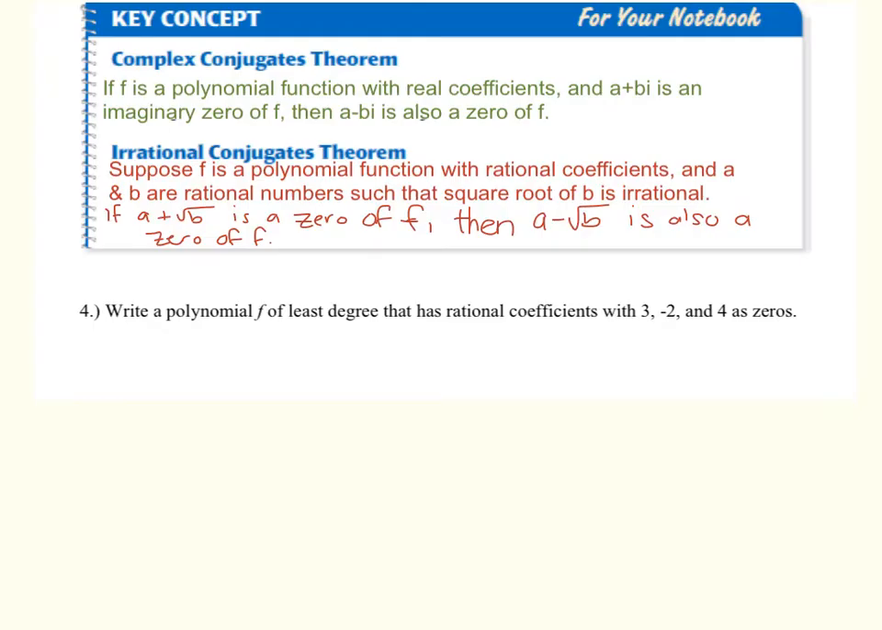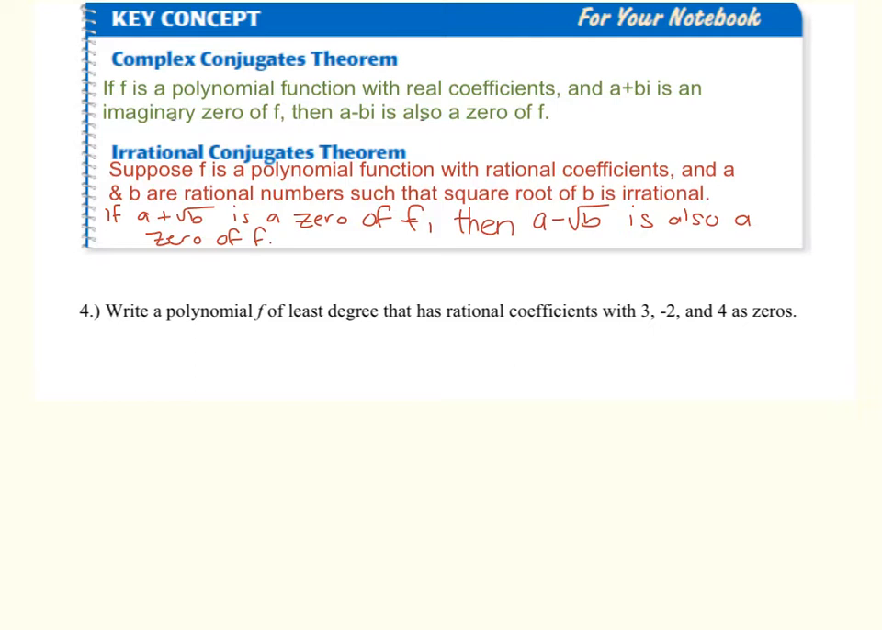Okay, so next we have 2 more key concepts. The first one is the complex conjugates theorem. If f is a polynomial function with real coefficients and a plus bi is an imaginary 0 of f, then a minus bi is also a 0 of f.